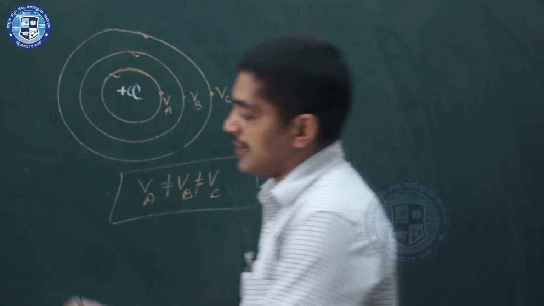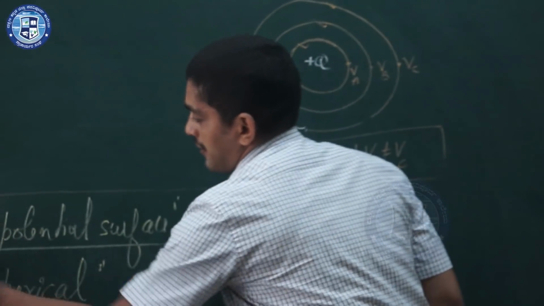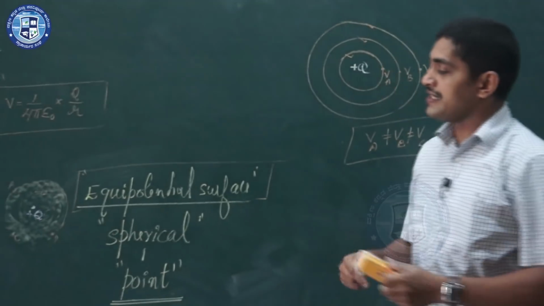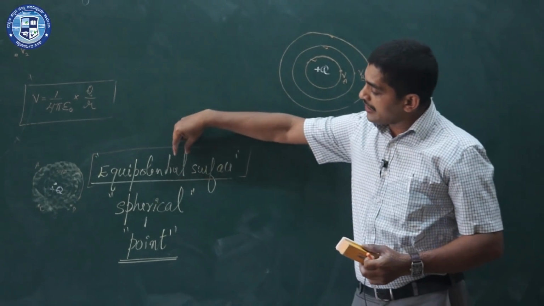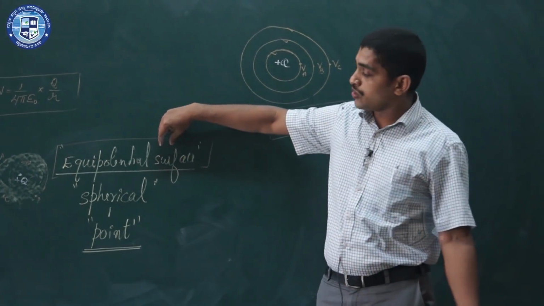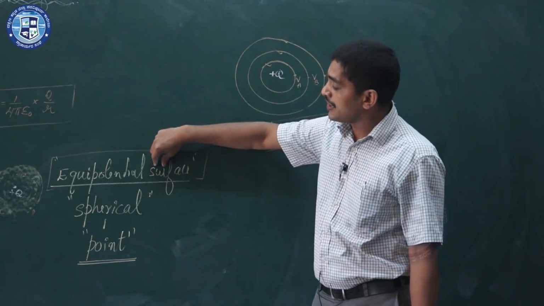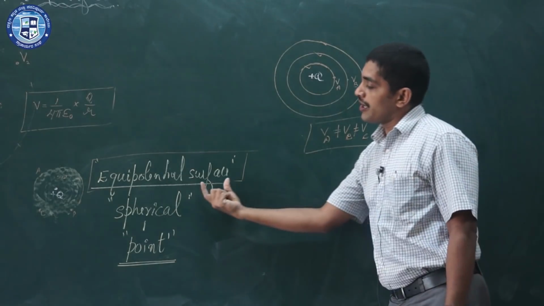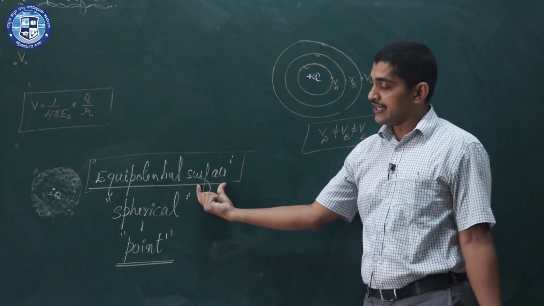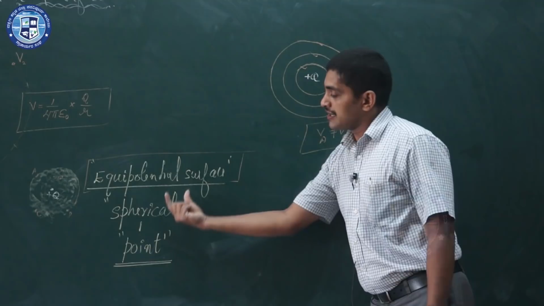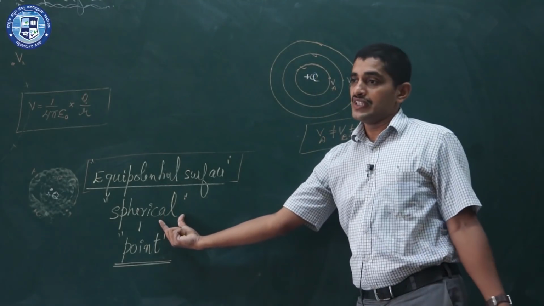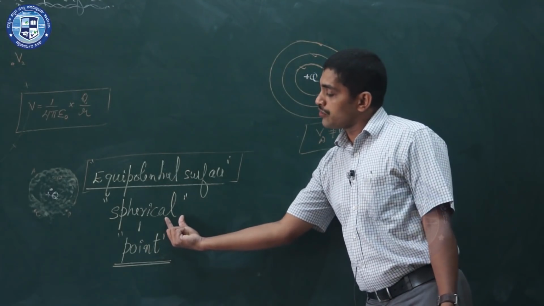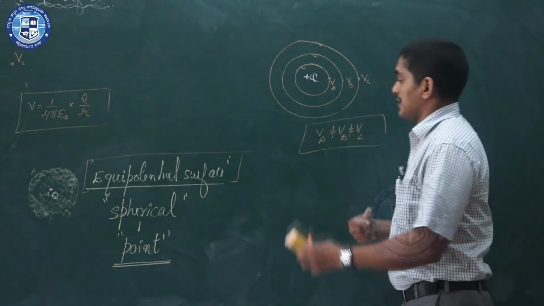So altogether, if you ask what is the definition of an equipotential surface, what is an equipotential surface? A surface on which the potential at every point remains the same is called an equipotential surface. For a given point charge, the surface comes to be spherical. Let us try to elaborate on this and understand it.